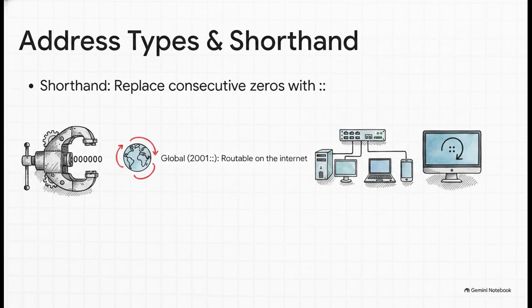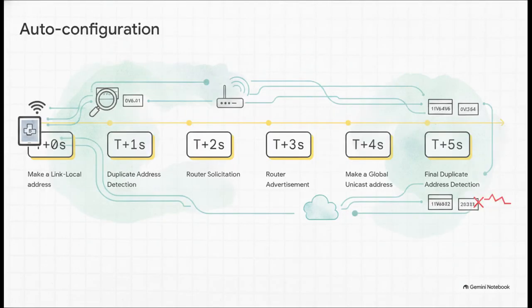If you see a 2001, you're looking at a global unicast address that's routable right across the public internet. But if you see FE80, that's a link local address. It auto-configures and only works on that specific local network. Meaning, if you want to ping it, you actually have to tell your system exactly which network interface or zone ID to use. And the way it configures is pretty brilliant.